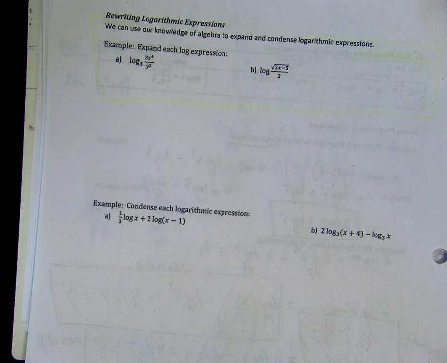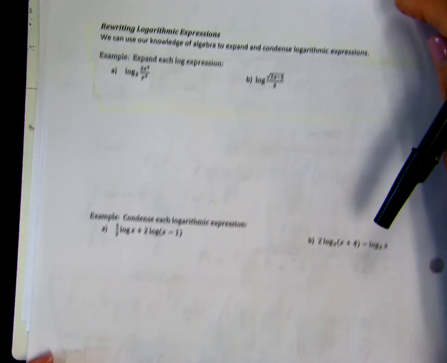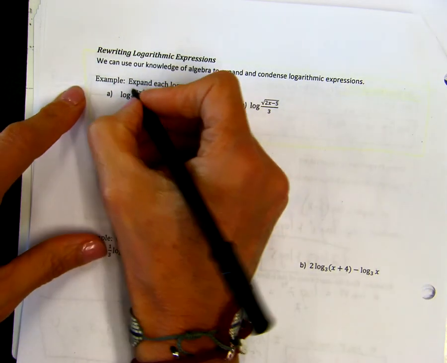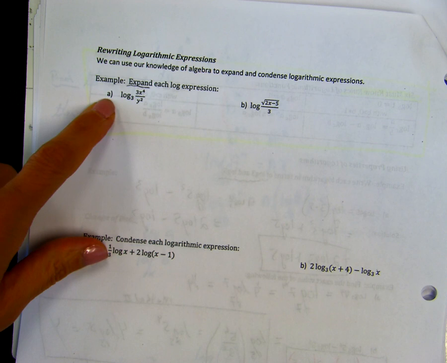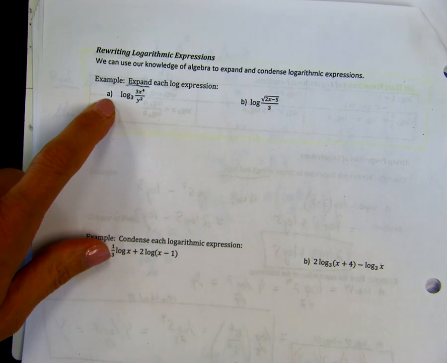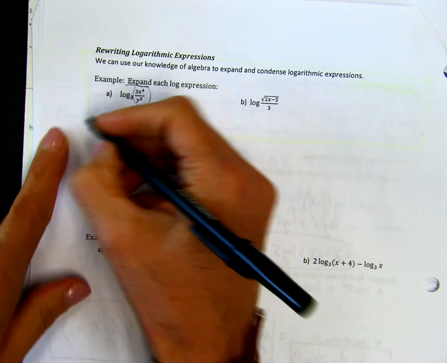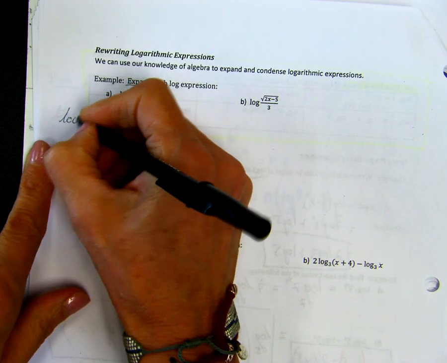Okay, rewriting our log expressions. So we're going to use algebra and expand or condense as the case may be. So starting off here, we're going to expand each of these log expressions as much as we can. So dividing inside of the log means we subtract outside of the log.